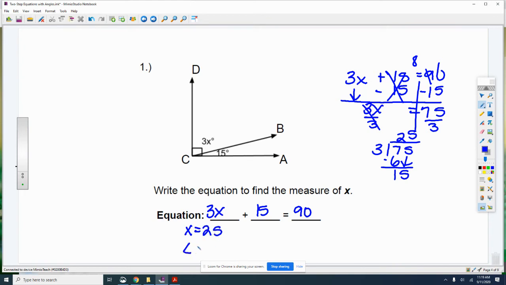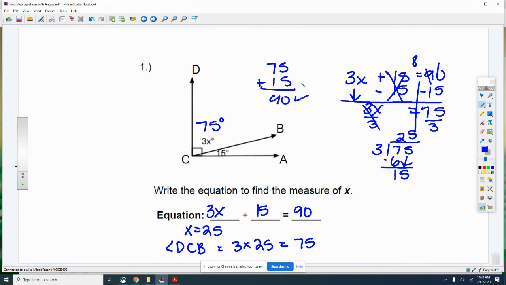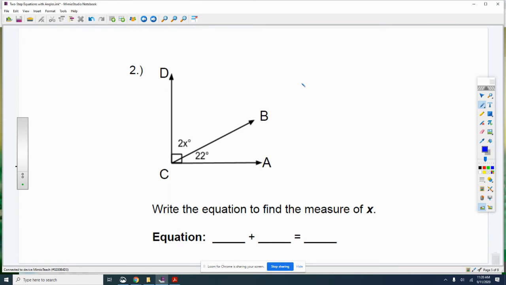And then I need to plug it in so I can get the angle of DCB, which is 3 times 25, which gives me 75. So this angle measurement is 75. And I can check it because 75 plus 15 equals 90. So we're good. Okay, so you need to pause the video, and this problem is yours to do.